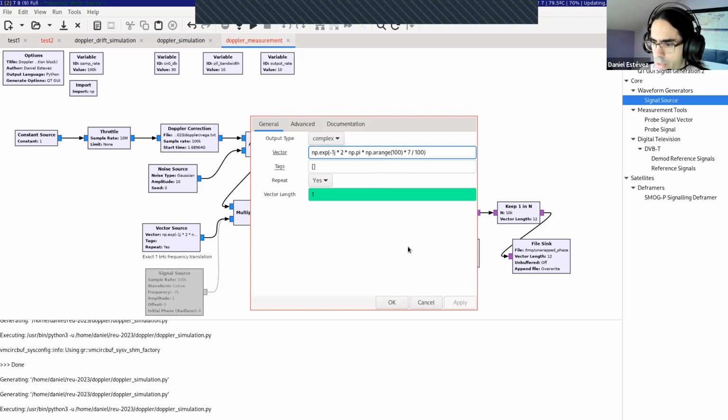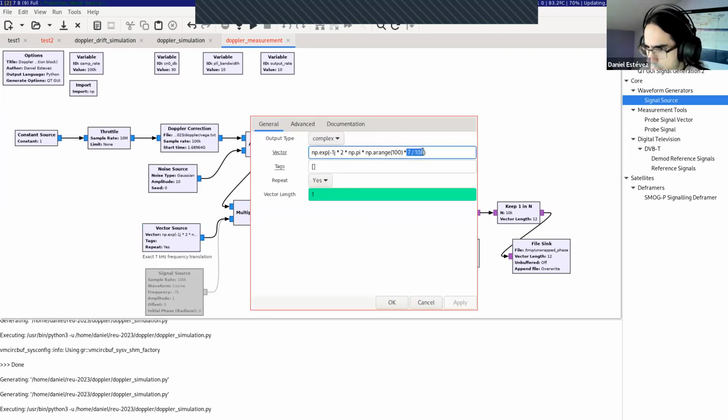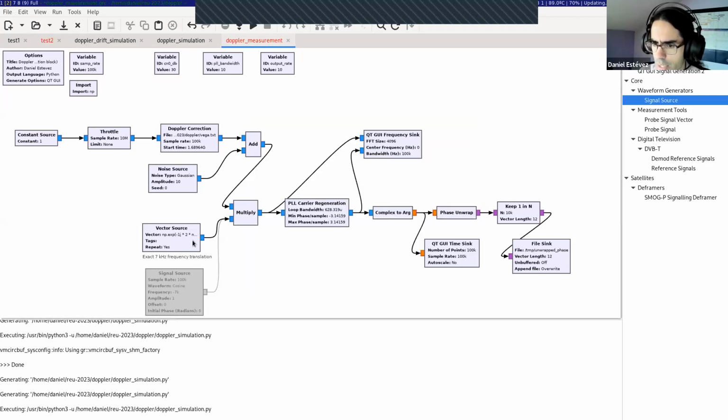And that's the way of having something which is exact. This is exactly 7 kilohertz because it's periodic. There is no rounding anywhere. Even if this quotient is not going to be exact, by the way, because it's computed with floating point numbers, the fact that this is 100 samples long and it does 7 cycles within 100 samples is what makes this be exactly 7 kilohertz.